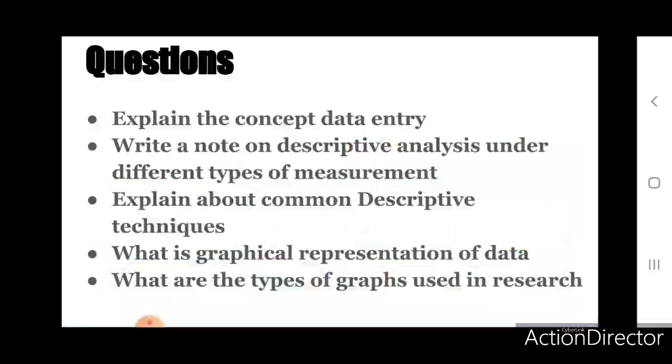So students, now we can discuss the important questions related with this area, that is: explain the concept of data entry, write a note on descriptive analysis under different types of measurement, explain about common descriptive techniques, what is graphical representation of data, what are the types of graphs used in research.